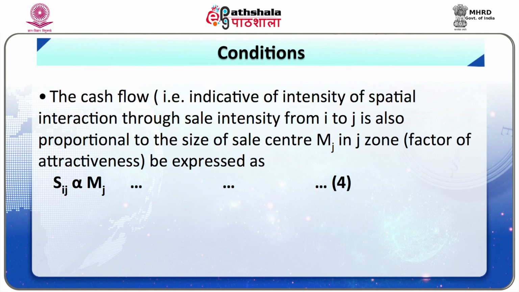Number 2, the cash flow that is indicative of intensity of spatial interaction through sale intensity from I to J is also proportional to the size of sale center Mj in J zone, that is, the factor of attractiveness, which can be expressed as Sij alpha Mj. This is equation 4.